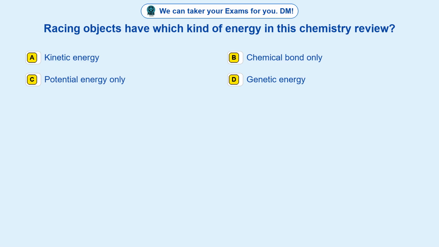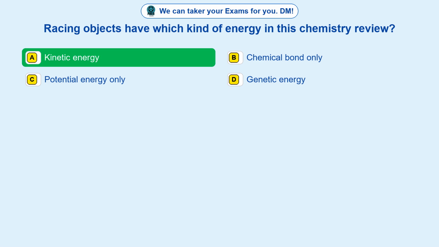Question 60. Racing objects have which kind of energy in this chemistry review? Option A, kinetic energy. Option B, chemical bond only. Option C, potential energy only. Option D, genetic energy. The correct answer is option A, kinetic energy.